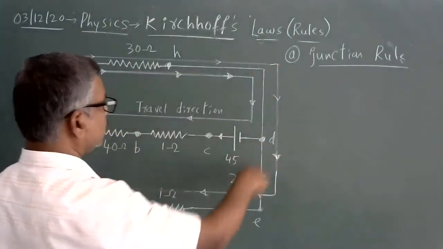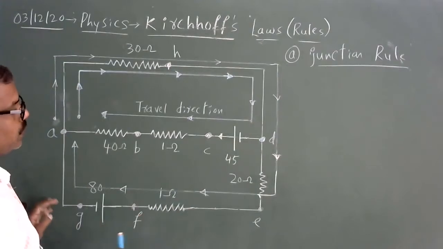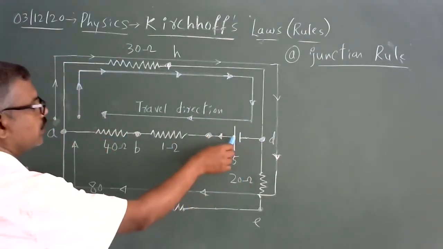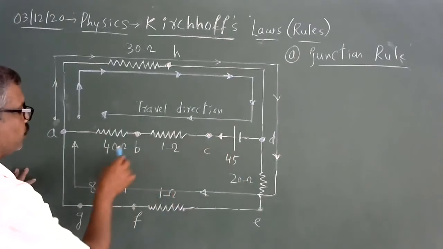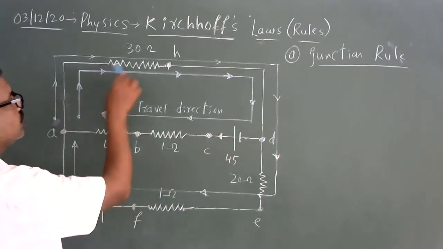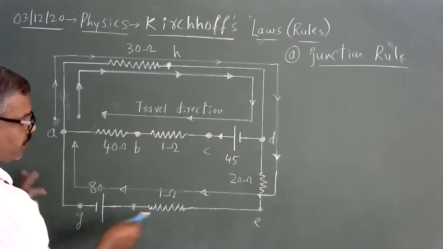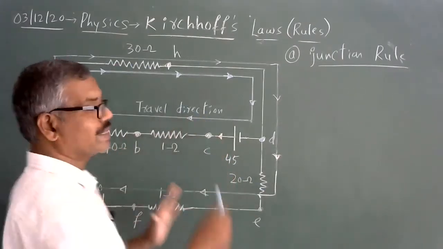Now, this whole circuit I have drawn well in advance. You have a cell of 45 volt, where you have 1 ohm and 40 ohm connected in series, and this is 30 ohm, and you have 80 volt, once again a cell of EMF, and a 1 ohm resistor, 20. This is called a circuit.